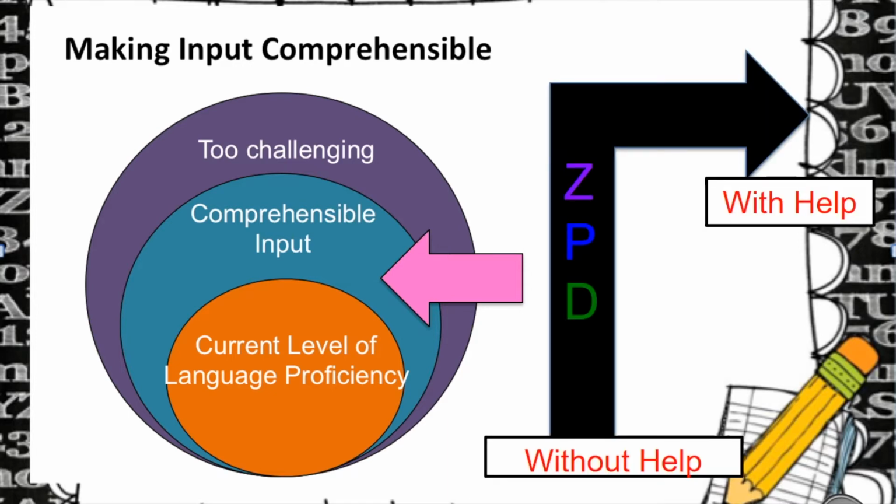It's a little bit like the ZPD. We want to give them something a little bit harder than what they know right now so they can learn. But we want to give them scaffolding so they can understand it. And that's what comprehensible input is. It's giving them input that's scaffolded. It's a little bit harder than what they know, but we give them visuals or gestures so they understand.